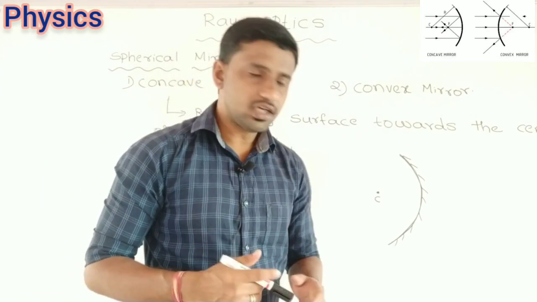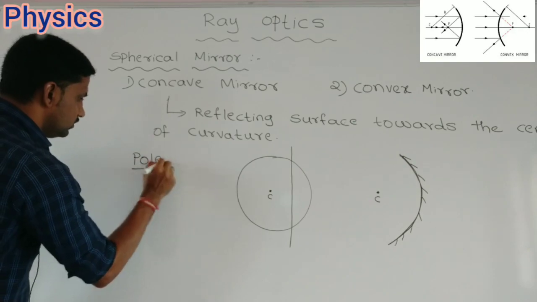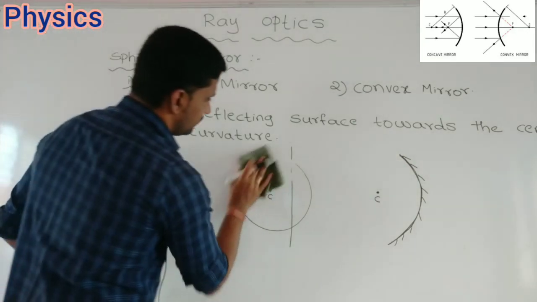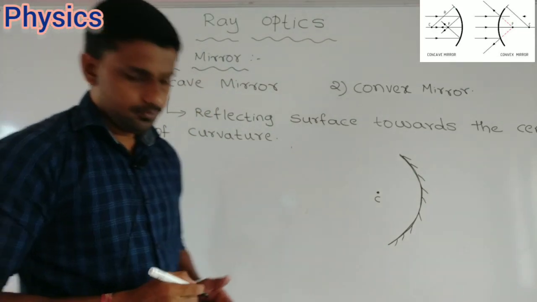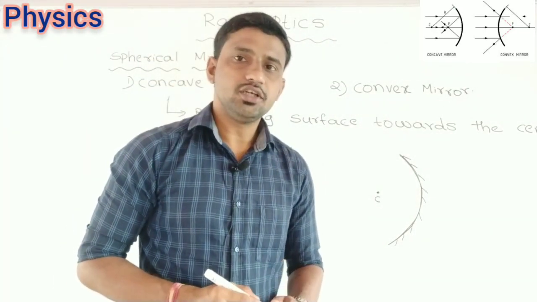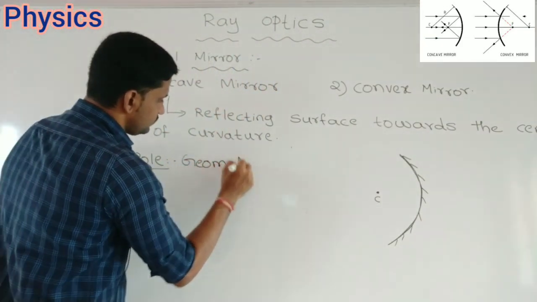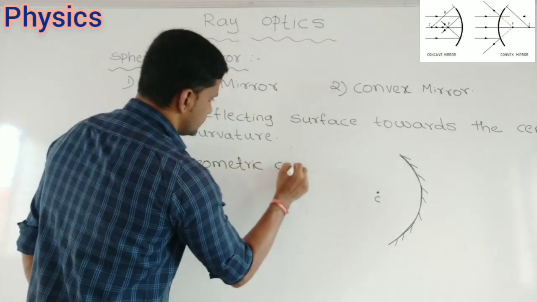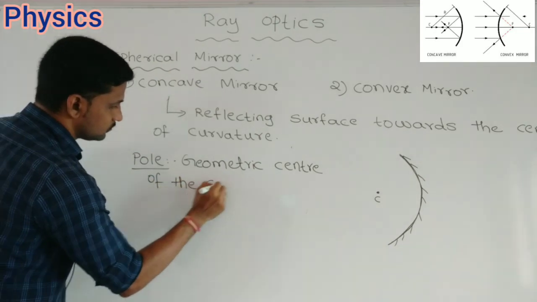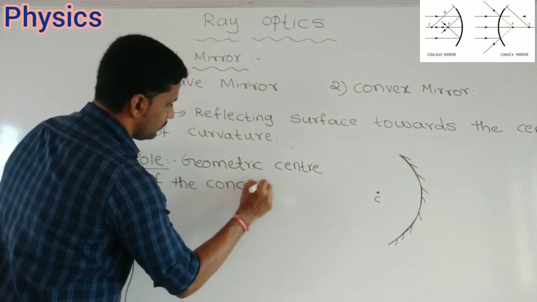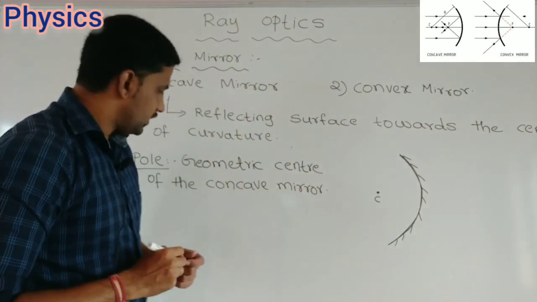We use one term, the pole, in the case of spherical mirrors. Then what do we mean by pole? The pole is the geometric center of the concave mirror. That is called a pole.